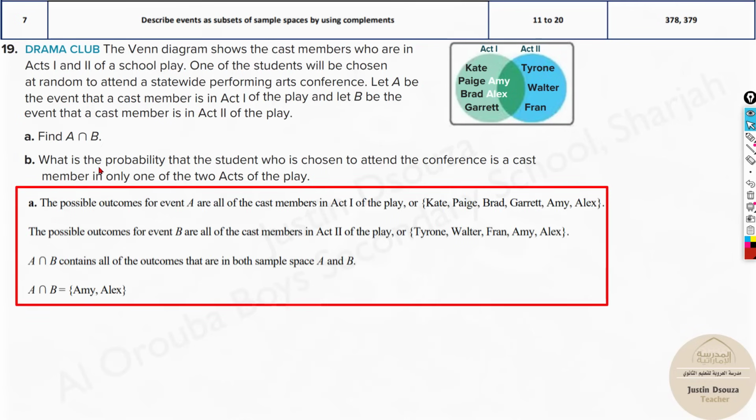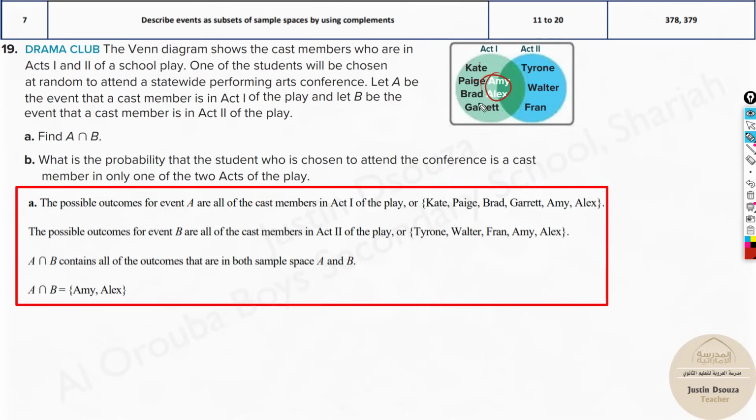Now next one, what is the probability that the student who is chosen to attend the conference is a cast member in only one of the 2 acts of the play? Now here, other than Amy and Alex, all are only in a single act. So Kate, Paige, Brad and Garrett are only in act 1, whereas Tyron, Walter and Fran are only in act 2.